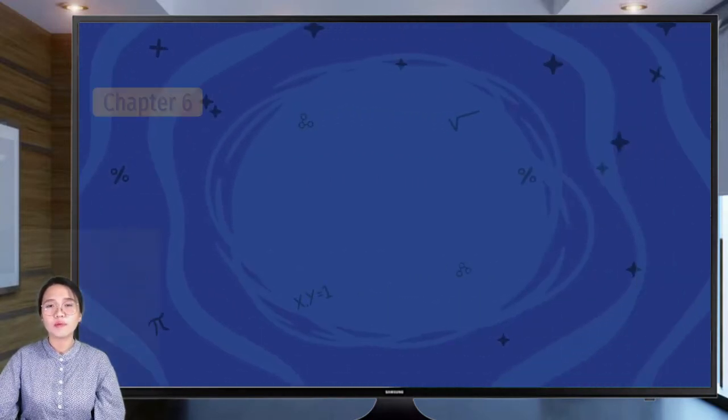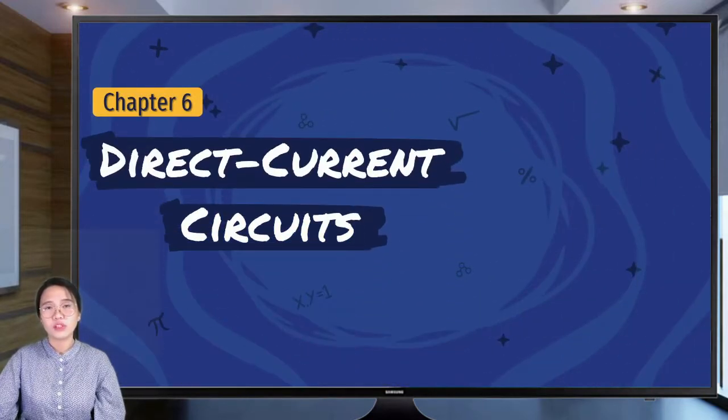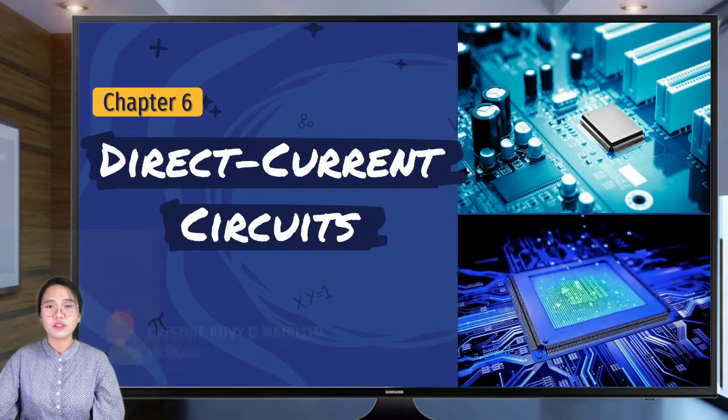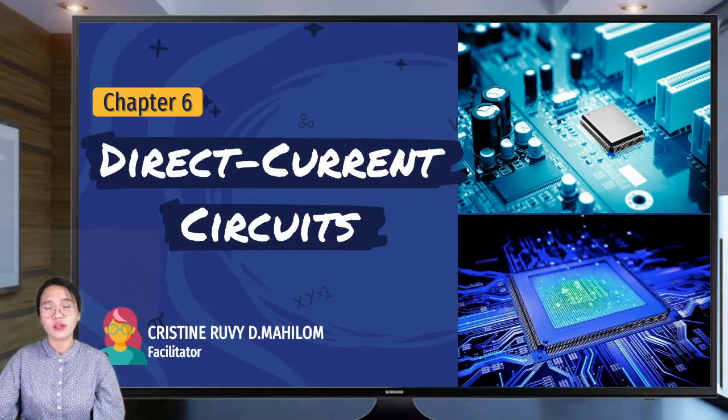But in this chapter, we'll be focusing on direct current circuits. Only DC will be our focus for this chapter, since alternating current will be discussed in later chapters. Here's an example of a circuit as shown in the picture. We have different circuit elements.